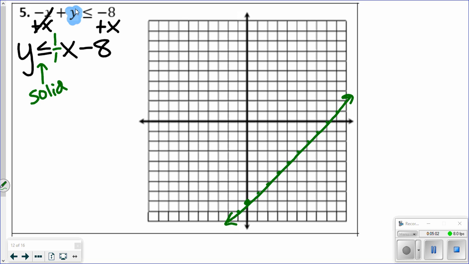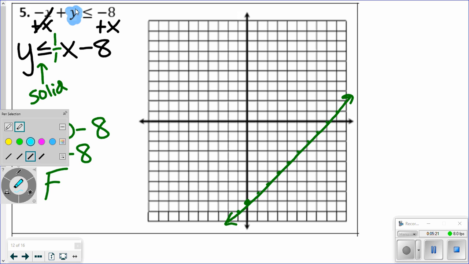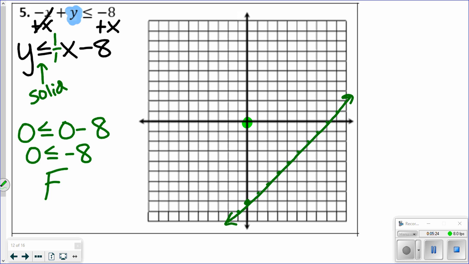And we're going to plug in 0 and 0 to figure out where to shade. Is 0 less than or equal to a -8? No, this is a false statement. So we are shading away from, here's 0, 0. We're shading the opposite direction, the other portion of the graph away from 0, 0.